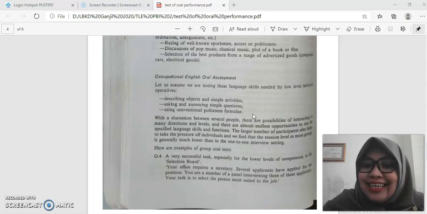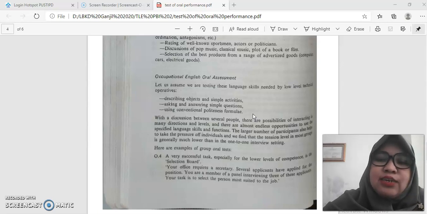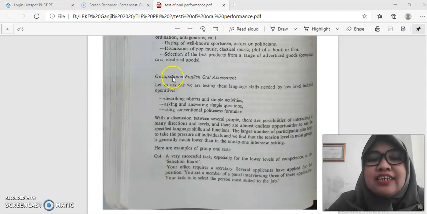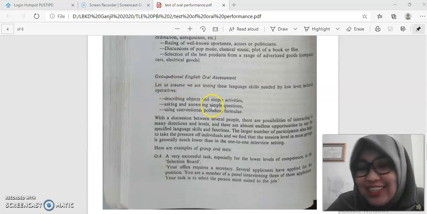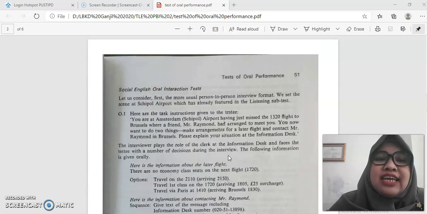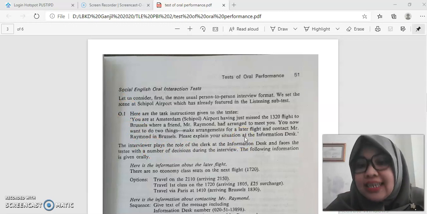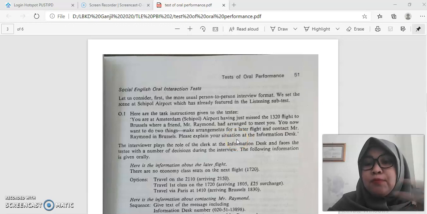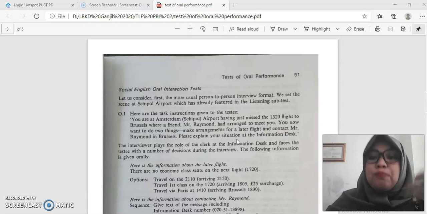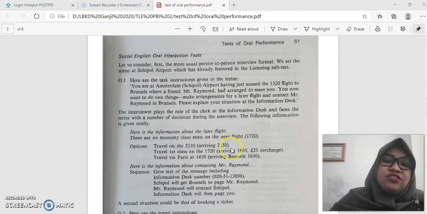Actually, the way to conduct a speaking test is the same. The difference is only in the context. Here the context is occupational English, and the previous context was social English. So it is only a matter of context, but the way to provide the test is the same. You have to provide the context and the illustration, and next is the instruction to perform based on the illustration, of course.